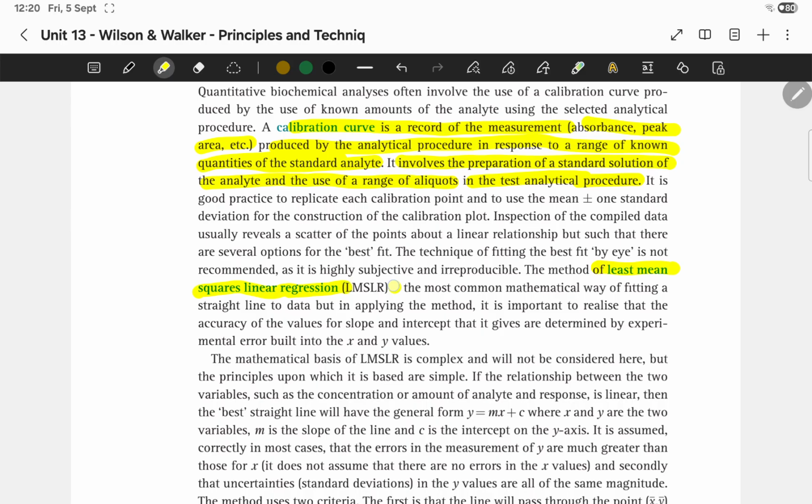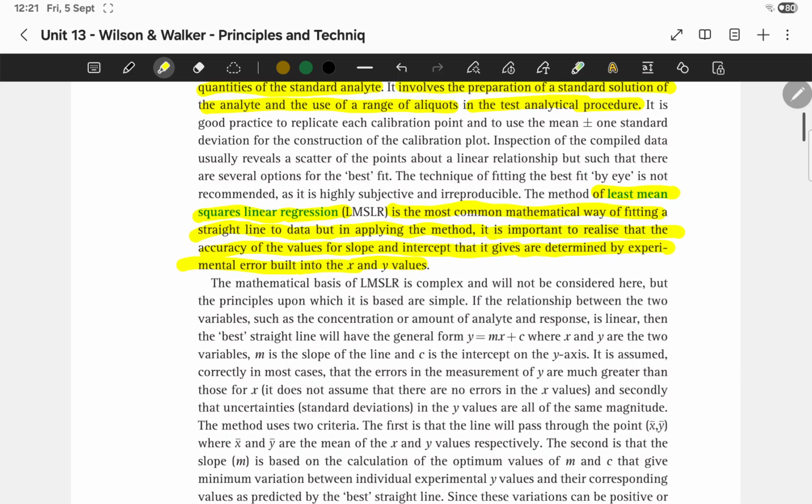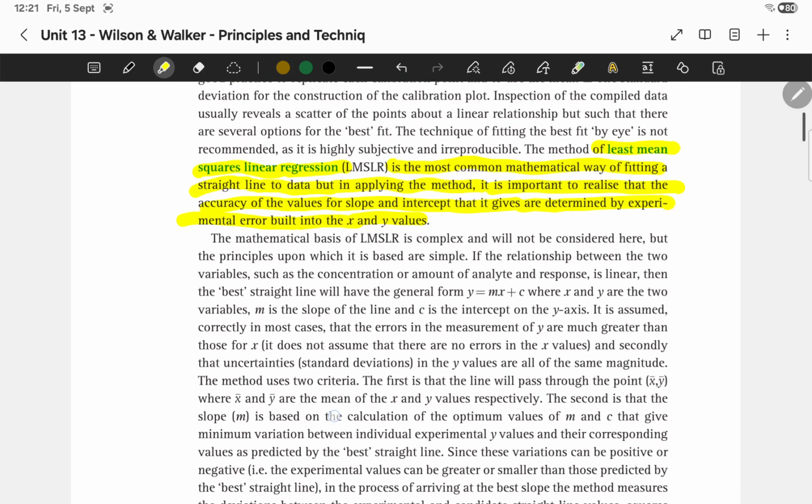square linear regression is the most common mathematical way of fitting a straight line to data. It is important to realize that the accuracy of the values of the slope and intercept that it gives is determined by the experimental error built into the x and y values. The mathematical basis of LMSLR is complex and will not be considered here, but the principles upon which it is based are simple.